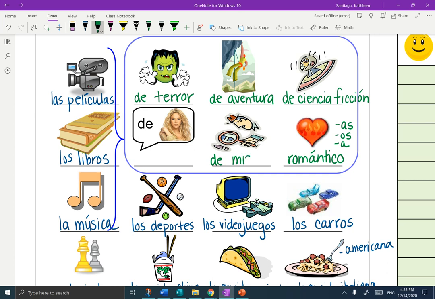The next one, de misterio. And this again goes with movies. Misterio. That goes with libros and películas. Los libros de misterio, las películas de misterio.